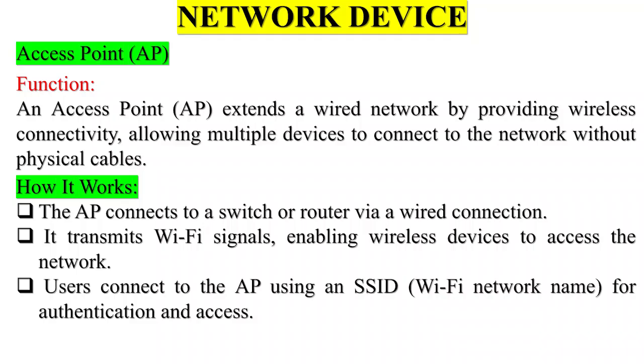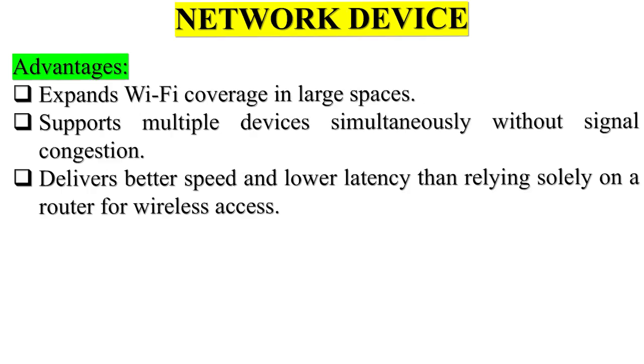An access point (AP) extends a wired network by providing wireless connectivity, allowing multiple devices to connect to the network without physical cables. How it works: 1. The AP connects to a switch or router via a wired connection. 2. It transmits Wi-Fi signals, enabling wireless devices to access the network. 3. Users connect to the AP using an SSID (Wi-Fi network name) for authentication and access.